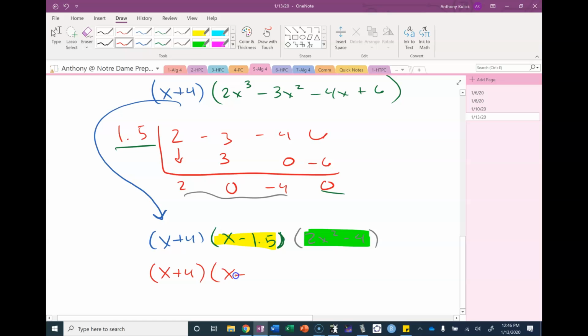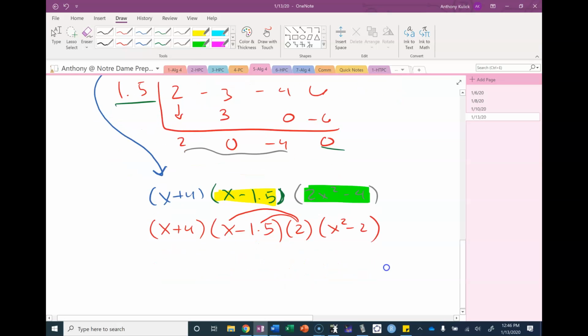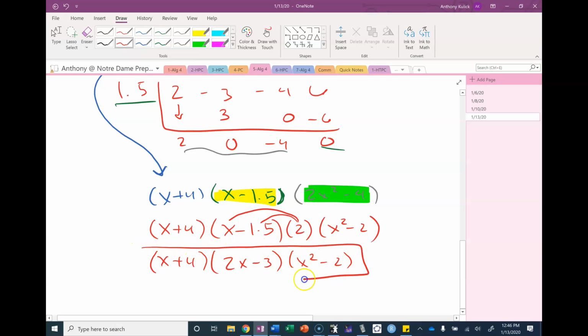Well, I notice that there's a greatest common factor of 2 there. Does everybody see that? So I'm going to factor the 2 out of that, and I'm going to distribute it into this one. That gives me a much more familiar looking factored form, where everything is an integer coefficient.